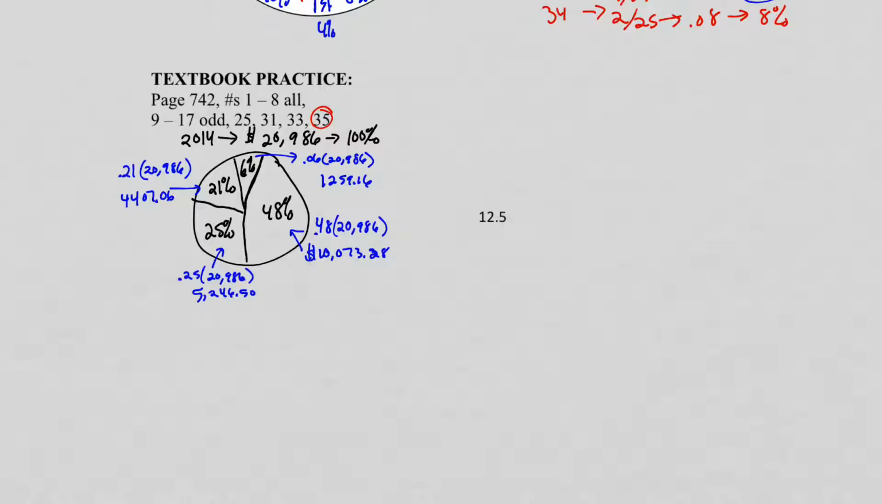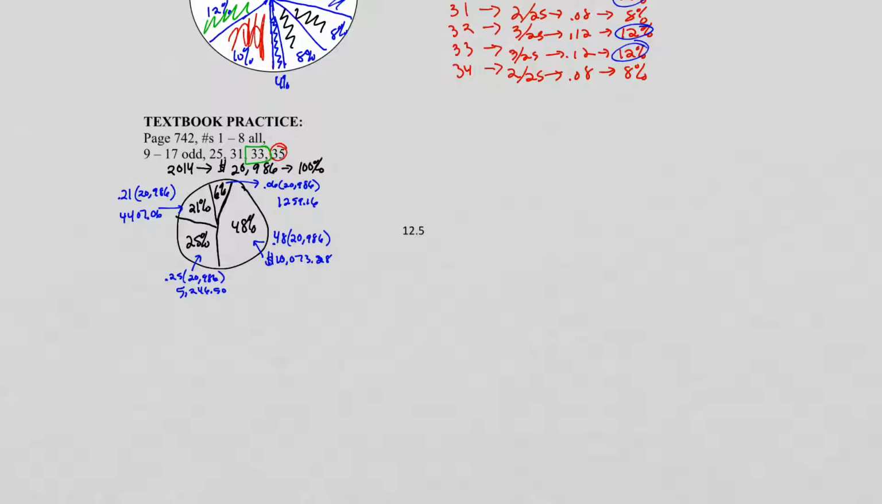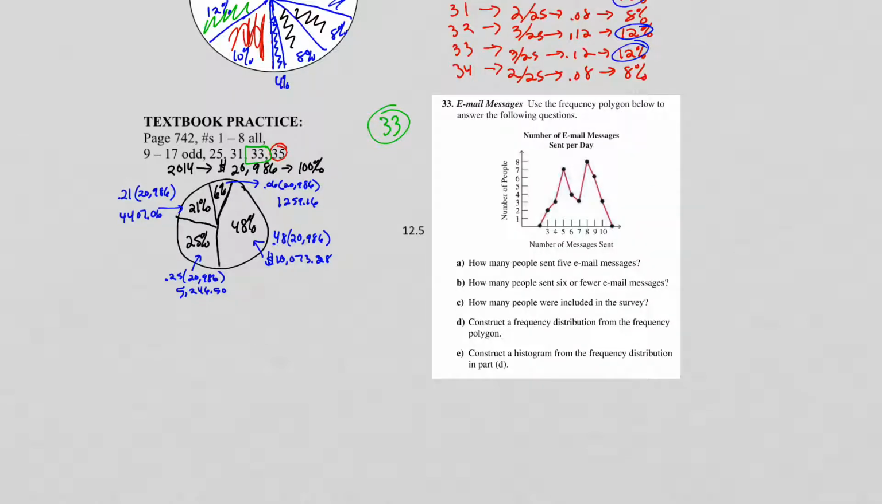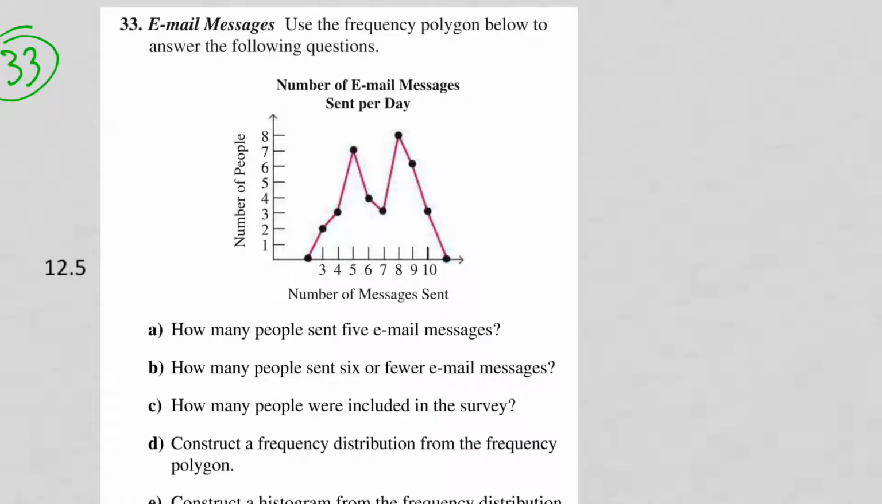All right, I do want to take a look at number 33 as well. Number 33 is an application question. Okay, so here's number 33. Email messages. Use the frequency polygon below to answer the following questions. So, the number of email messages sent per day. We have 3 emails all the way up to 10 emails.